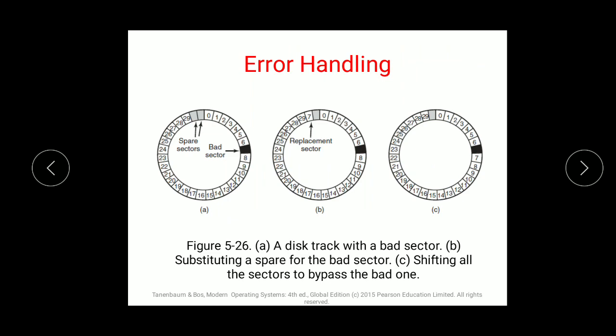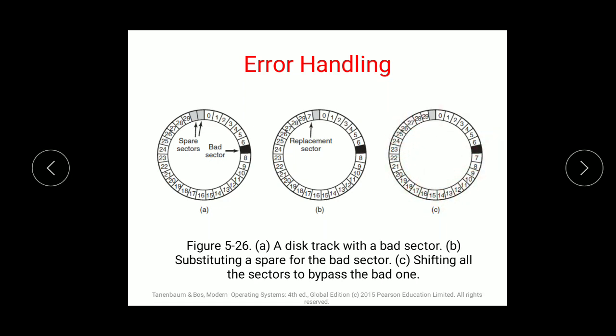It is shown in the first figure, this one. If replacement is done, it will be done like this: replacement of the bad sector here by one spare. And the third one is shifting all the sectors to bypass the bad one. If you want to leave that bad sector, you can add a spare sector here, shift by one, and go further to solve that error.